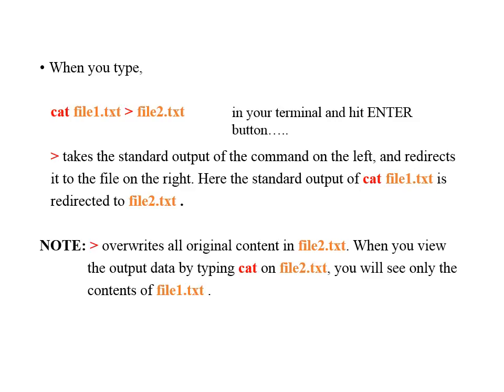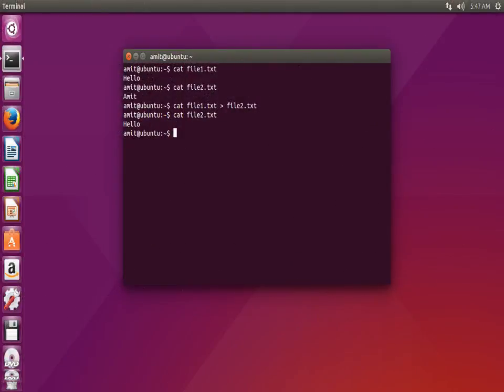I created these files to explain the commands to you. Note, the greater than command overwrites all original content in file2.txt. When you view the output data by typing cat on file2.txt, you will see only the contents of file1.txt. As shown in the picture, the command overwrites all contents of file2 with the contents of file1.